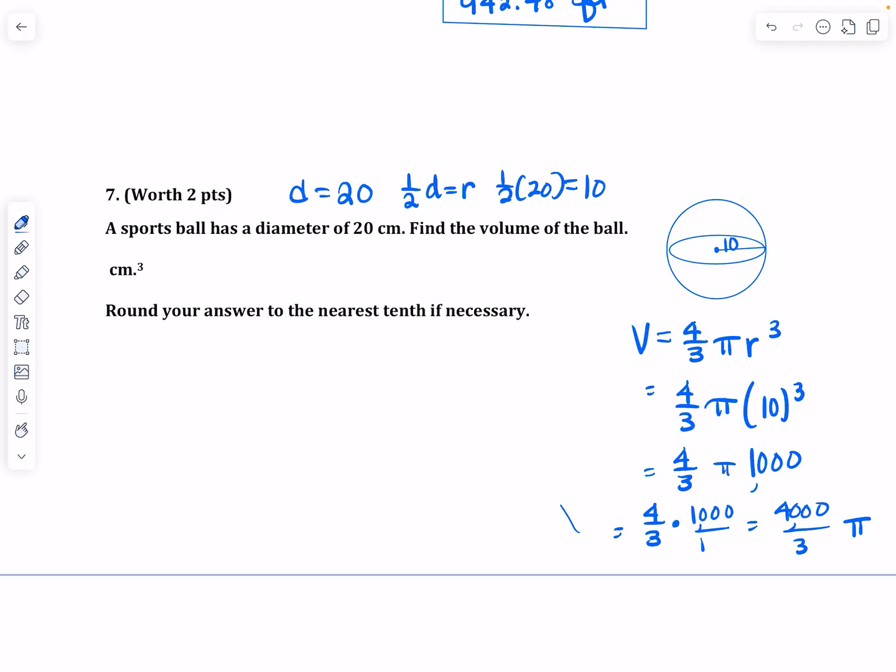Okay, so I'm going to bring this information over here. I'm going to take 4,000 divided by 3. And when I do that, I get 1,333.33 going on and on and on. And then I'm going to multiply that by pi. I did not clear out my calculator, I'm just multiplying that value by pi.